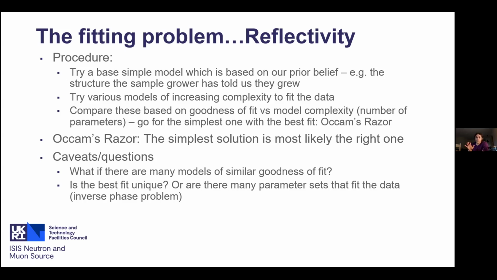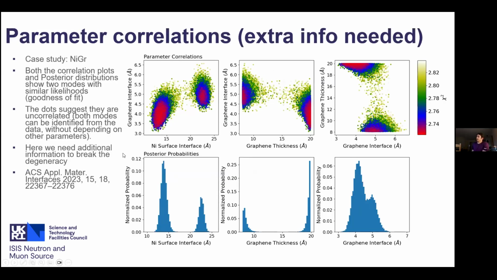And whilst I appreciate this isn't always the criterion for some of you in the room, for us, typically, we go for the simplest one as ultimately probably the right one, so Occam's razor. So then the caveats are here: what happens if we've got many models of similar goodness of fit? Is the best fit values we've got unique, or are there many parameter sets that also fit the data? Our phase problem.